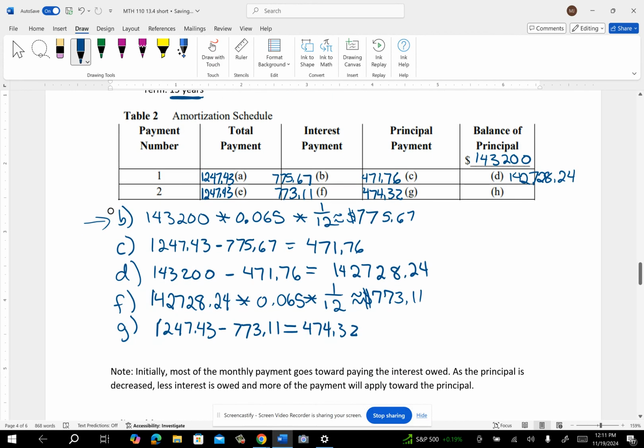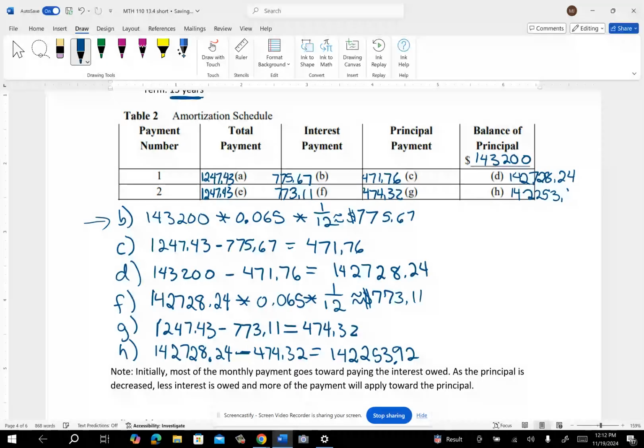Okay, so to get H, what I need to do is take the original amount, or how much I still owed at the start of the second month, and then I'm going to subtract that $474.32 that they applied towards the principal, and what's left is $142,253.92. So at the end of the second month, I owe less. I owe $142,253.92.